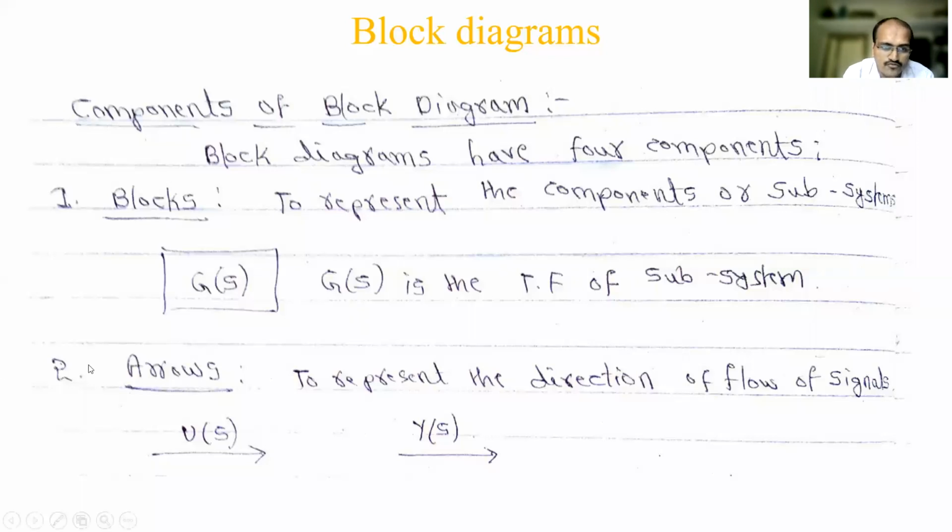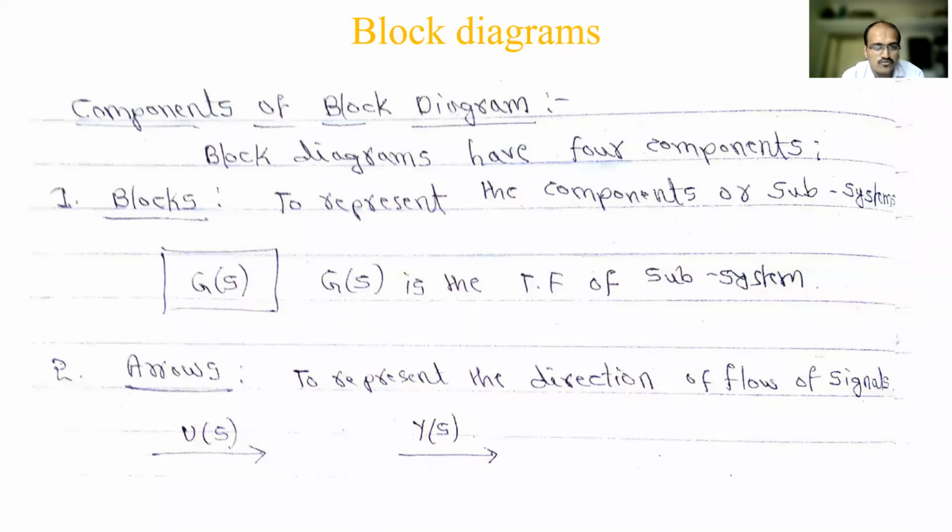The second component is arrows. As I told you, from one component to another there is a flow, so to indicate the direction of flow of signals, arrows will be used. Above the arrows some letters will be written again, which may be input, output or intermediate signals. Here I have written U(s) for one of the arrows, which indicates input. U stands for input. In some cases it may be R(s) also.